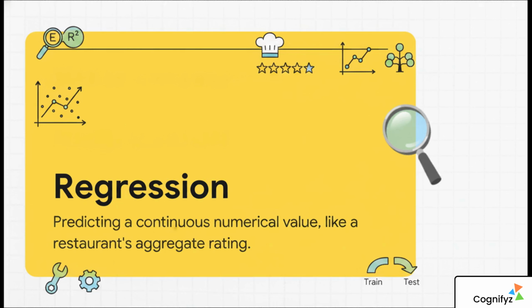You're going to train algorithms like linear regression or decision tree regression. But it doesn't stop there. You have to evaluate your success. You'll use metrics like mean squared error and the R-squared score to see just how accurate your predictions are, analyze what features matter most, and figure out how to dial up that performance.